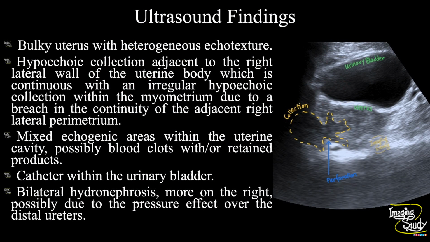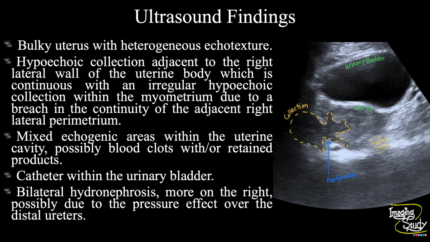So in summary, a bulky uterus with heterogeneous myometrial echotexture is noted. A hypoechoic collection adjacent to the right lateral uterine wall is noted, which is continuous with an irregular hypoechoic collection within the myometrium due to a breach in the continuity of the right lateral perimetrium at the level of the uterine body. Mixed echogenic areas are noted within the uterine cavity, possibly blood clot or retained products. A catheter was noted within the urinary bladder, and there was bilateral hydronephrosis, more on the right, possibly due to the pressure effect over the distal ureter. So this feature suggests a case of iatrogenic uterine perforation with adjacent hematoma.